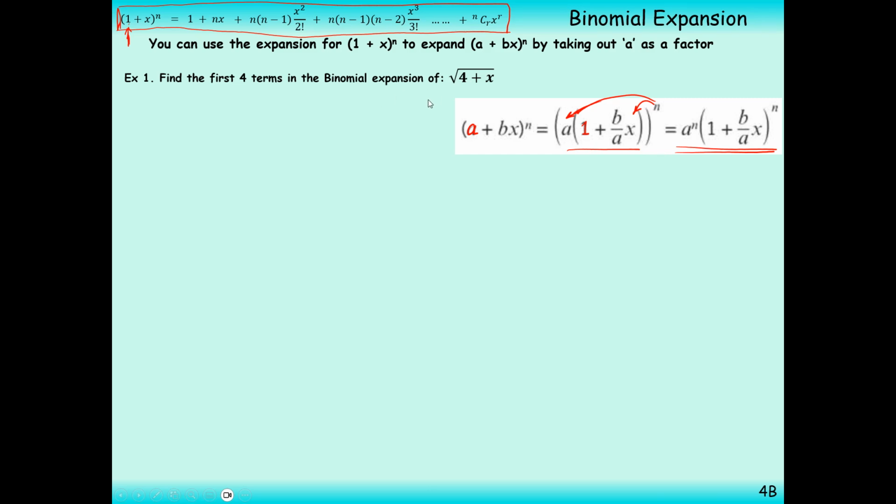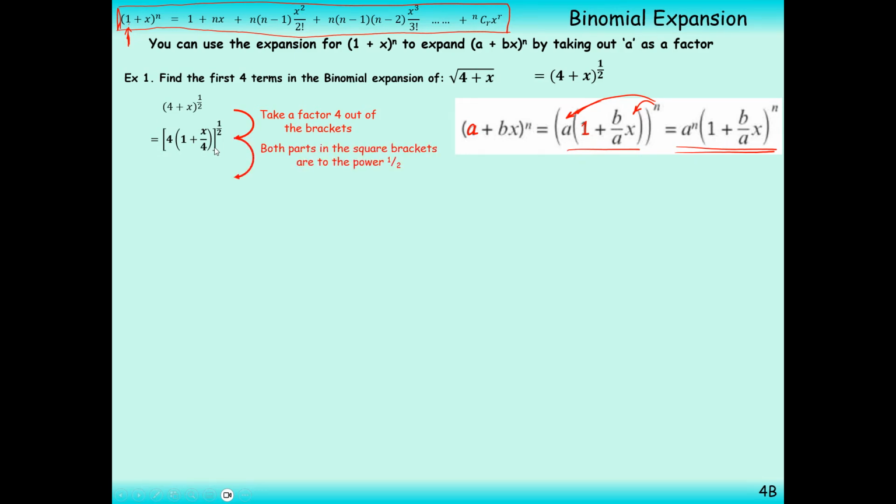Square root can be written as a power of a half, right? So let's write it with a power of a half. This 4 needs to become a 1. Therefore, we need to divide every term inside the bracket by a factor of 4, and then make sure that the factorized 4 gets a power of a half as well. So what's 4 to the power of a half? The square root of 4 is 2 simply. So we'll have a factor of 2 outside the bracket.